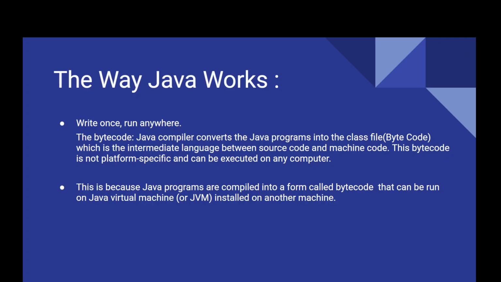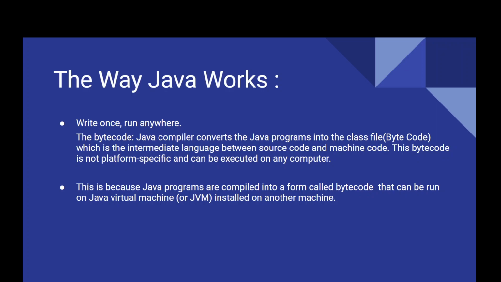Compiling code can be interpreted as transforming the source code into machine code. When we do this, it becomes machine specific. For example, if we code in Windows and compile it to the machine code, it becomes Windows specific. It cannot be run on Mac. That's where Java language has a solution.